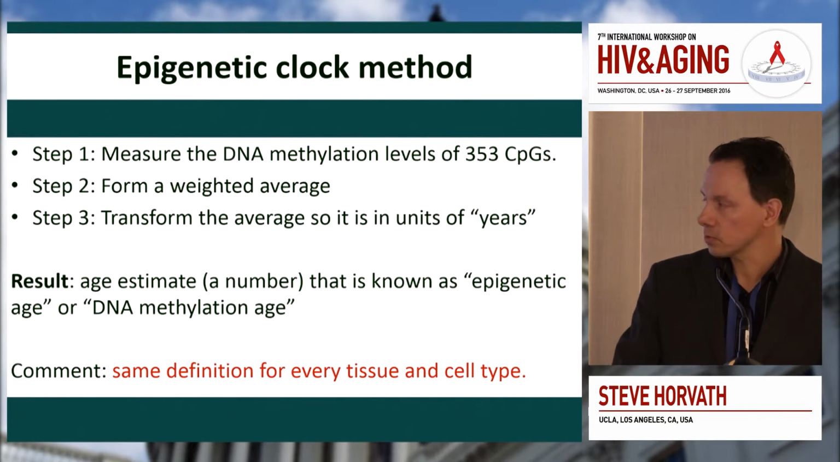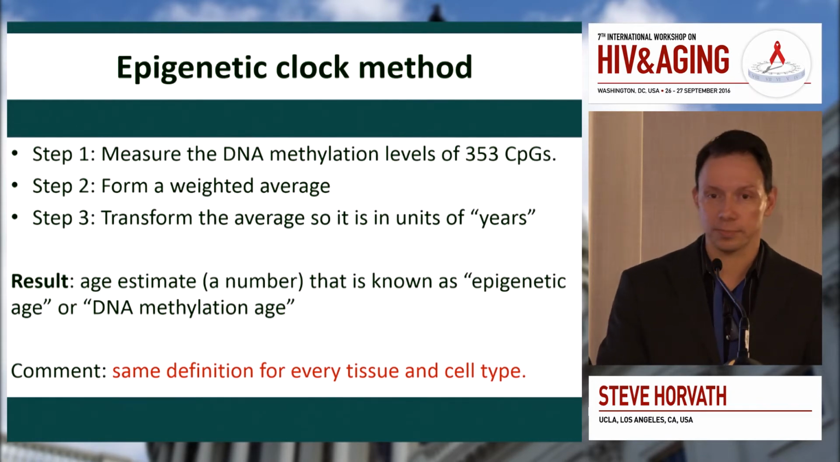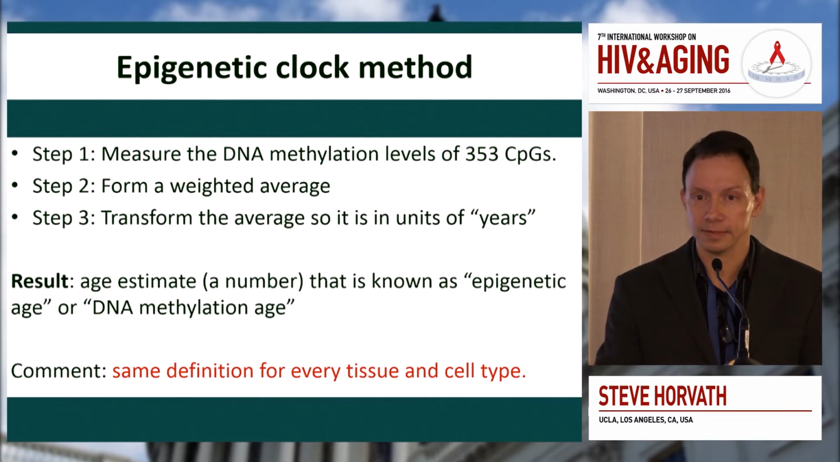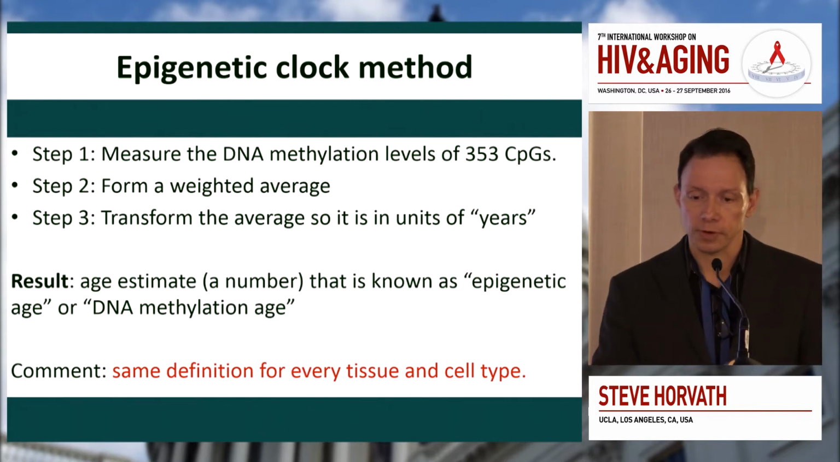Now, what is so surprising about the method is that I use here the identical algorithm for every tissue and cell type. Notice in step 1 you do not input tissue type. You don't say you're dealing with T cells or neurons or hepatocytes. It's just any source of DNA. I should say with the exception of sperm. The clock doesn't work in sperm-derived DNA.